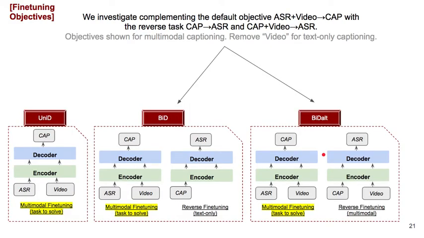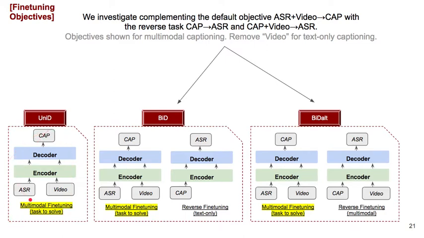Now let's look at the fine-tuning objectives. Our end task is to solve dense video captioning. So the input will be ASR and video, and the output will be the captions. So we will be training our model on YouCook2 or ViTT using this objective.